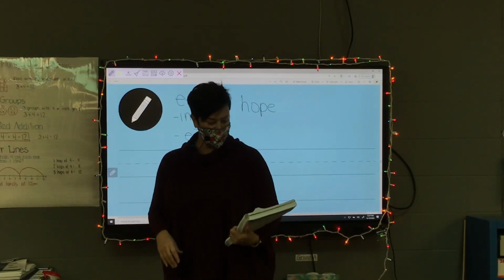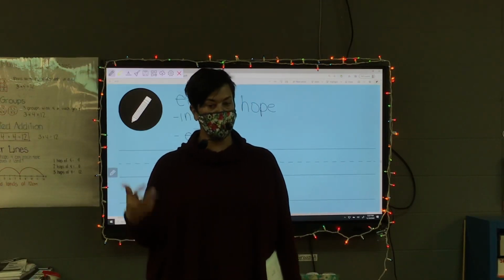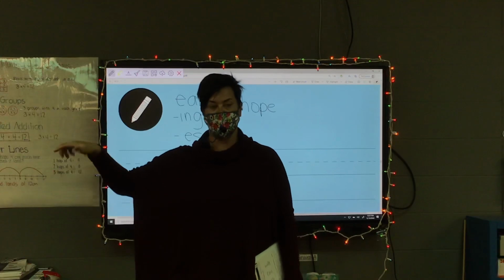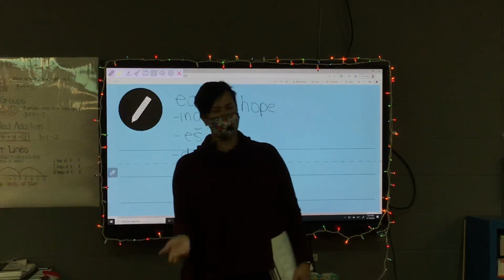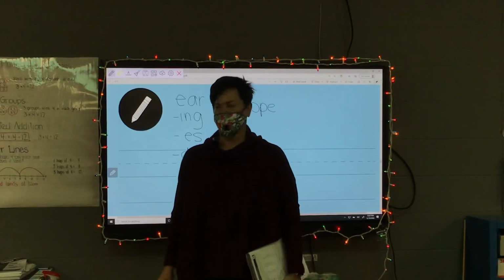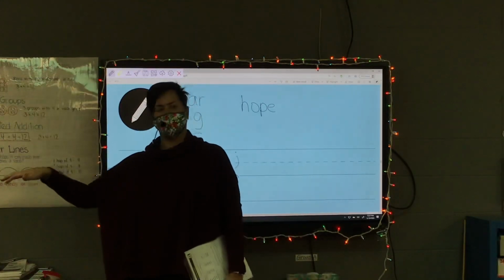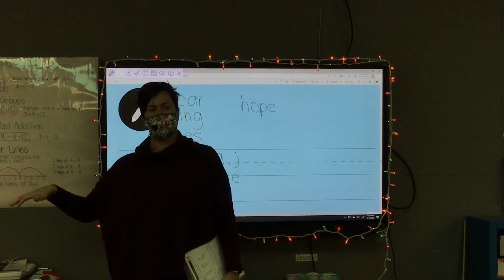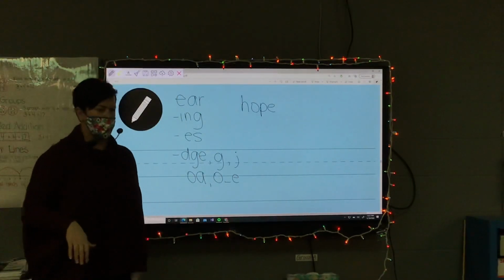Okay, the last one we did was J before E, I, or Y. So, friends, is that going to be the D-G-E, J? No. So what J is before E, I, or Y? Jenny? G. G.